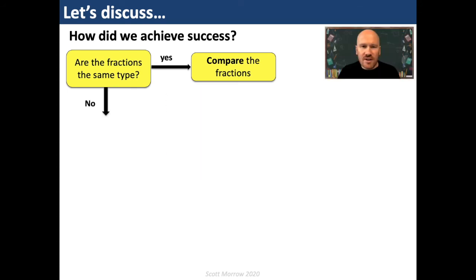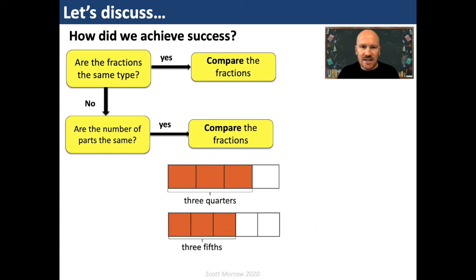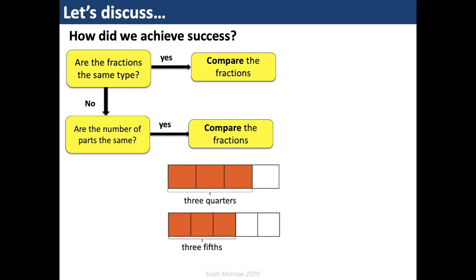But what if they're not the same fraction type? Well, in this case, we can ask ourselves, are the number of parts the same? Here we've got 3/4 and 3/5. We're dealing with 2 different fraction types. We're dealing with quarters and fifths, but we've got 3 of each. And we know that quarters are larger than fifths. So in that case, we can compare those fractions once again. 3/4 is greater than 3/5.